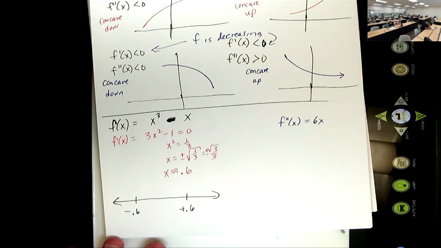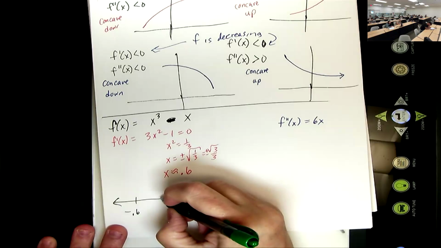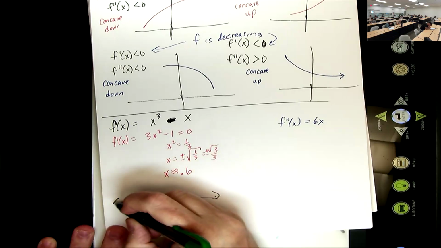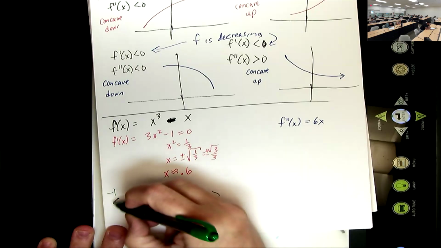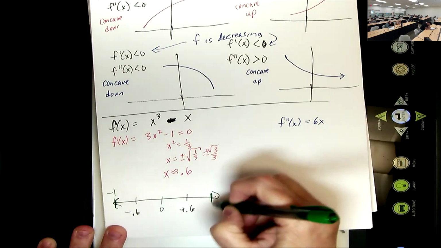So if I were to pick 3 test points, I would probably pick 0 because that's a good point to pick. -1 is an easy one to pick. And +1 is an easy one to pick.